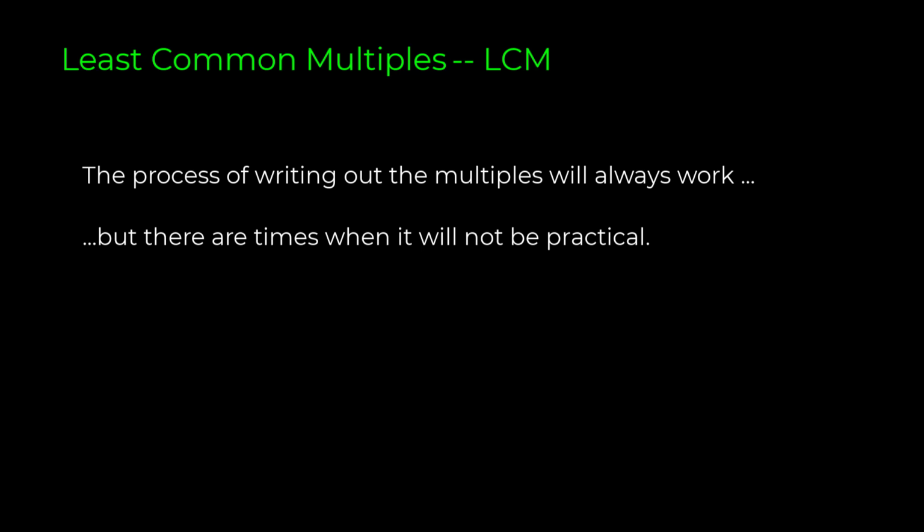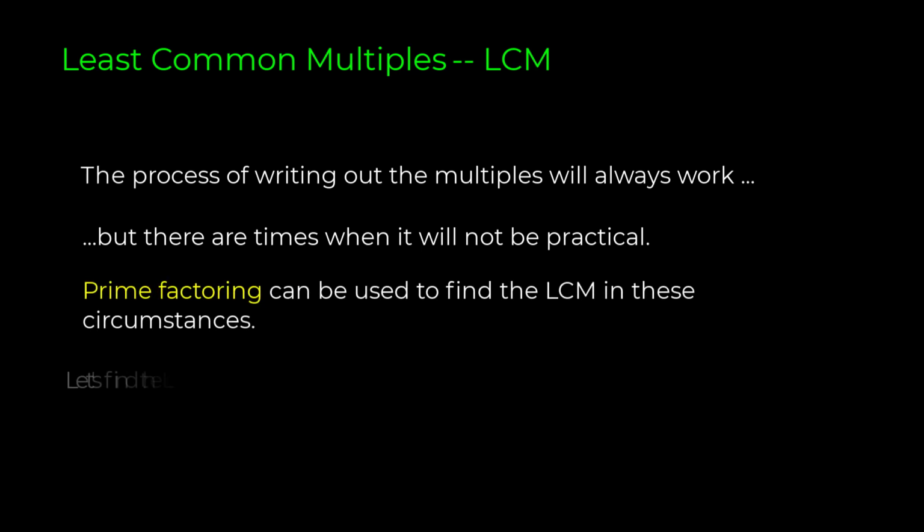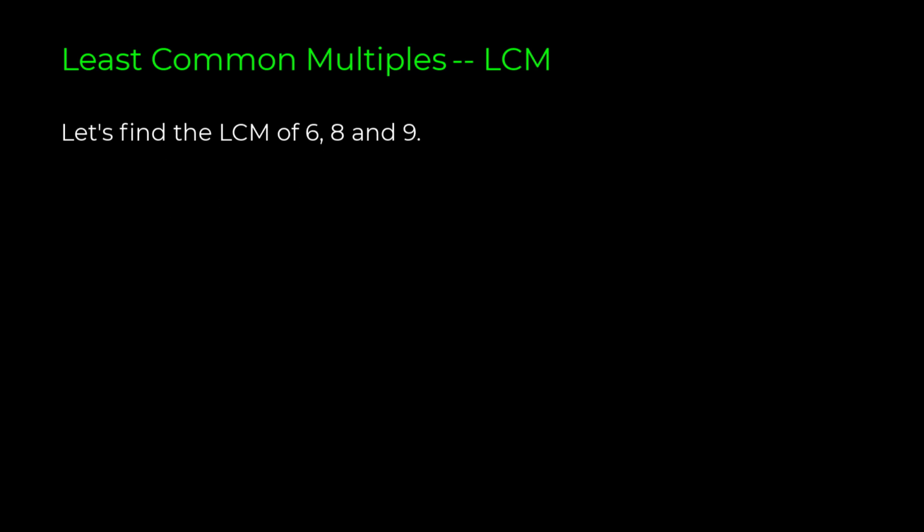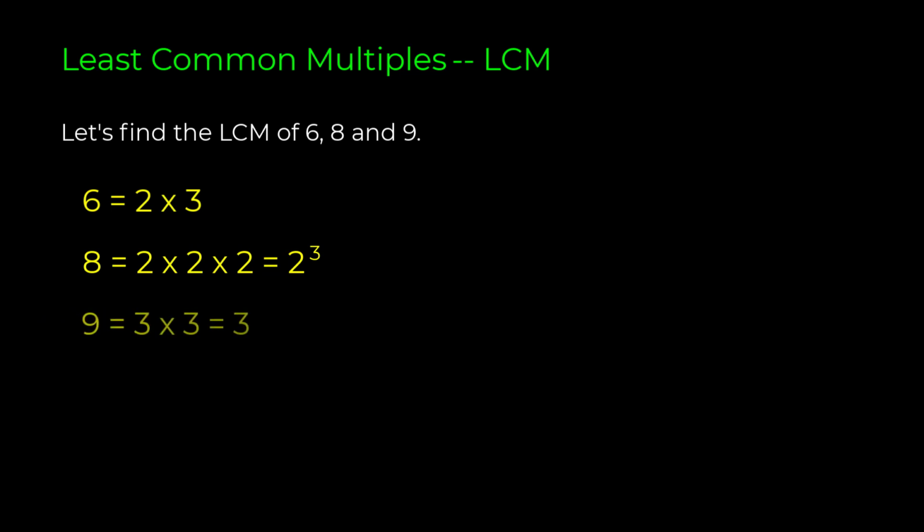There is another way of finding least common multiples involving prime factoring. Let's consider the numbers 6, 8, and 9. First, let's determine the prime factors for each of these numbers. For 6, it is 2 and 3. For 8, it is 2 times 2 times 2, or 2 cubed. For 9, it is 3 times 3, or 3 squared.